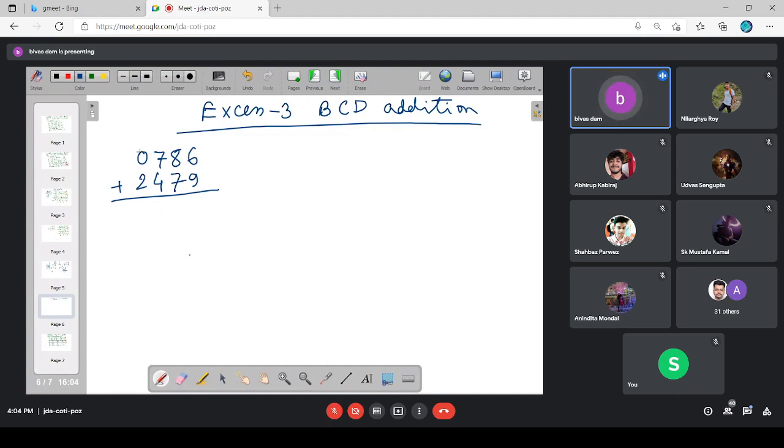So what will be the first excess-3 BCD? You dictate me. 0, 0, 1, 1. 0, 0, 0, 1, 1. 1, 1, then 1, 1, 0, 0. Then this is 8 plus 3 is 11. That means 1, 0, 1, 1. 6 means 9. 1, 0, 0, 1.